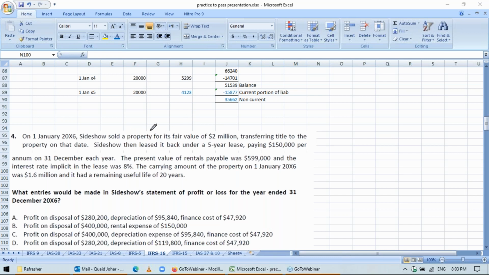See what they say. Sideshow sold a property. So first it sold the property and then it obtained it back on the lease under a 5-year lease. But please note that what was the life of the property? What was the remaining life of the property? Remaining life of the property was 20 years, out of which the lease was only for 5 years. So before I go on to this question number 4, the sale and leaseback transaction, let's have a short break of 5 to 10 minutes.